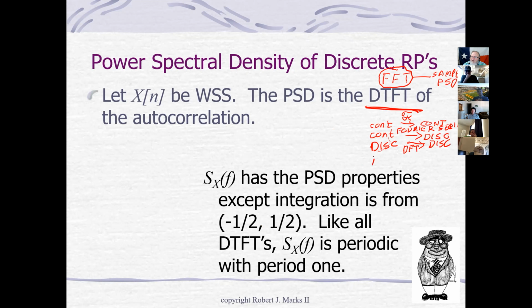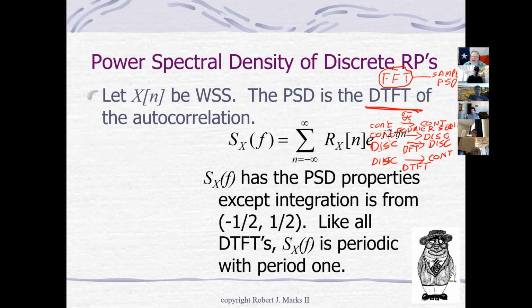And then if you have a discrete to a continuous, notice we have all four things covered here, then that's where you get a DTFT, the discrete time Fourier transform. Of course, you can get the DFT by sampling the discrete time Fourier transform, but don't worry about that. We take the discrete time Fourier transform of the autocorrelation. So it is a discrete to continuous mapping in the Fourier domain.